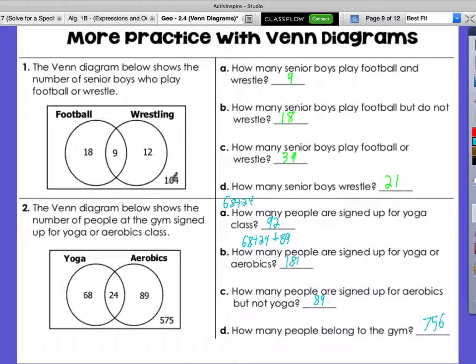So just like 104, those are the senior boys that don't play football or wrestle. So they don't fit in these categories, but they're still a senior boy. So these 575 people still belong to the gym, but they do not do yoga or aerobics or both. So you have to add up all four numbers. I know it's kind of weird, okay? But I think once we get more used to thinking about it, it'll get easier once we practice it more.